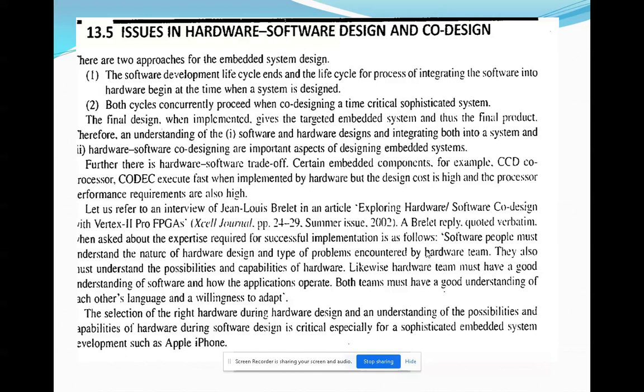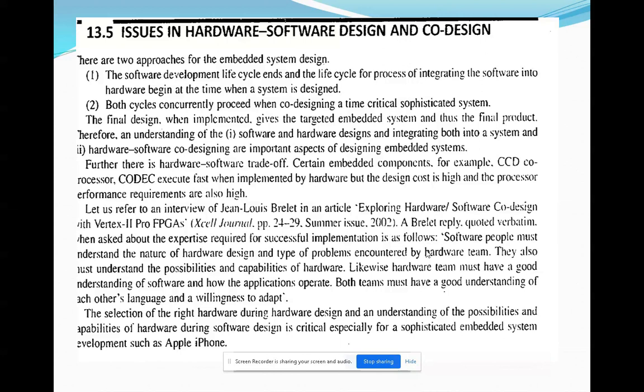So once you are developing the software for your idea, that is your system, then you will start implementing hardware based on the software development. Okay. That is the first step. Then the second step, both cycles, that is the software development cycle as well as the hardware development cycle, will proceed simultaneously, concurrently. Okay. These two processes, the software cycle as well as the hardware designing cycle, will be done simultaneously.